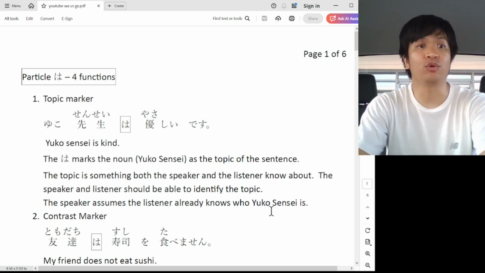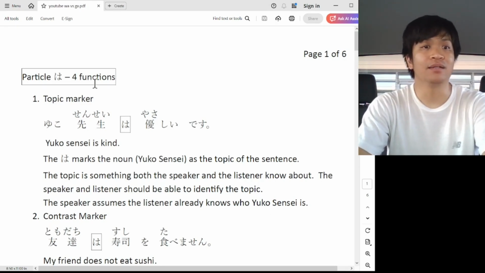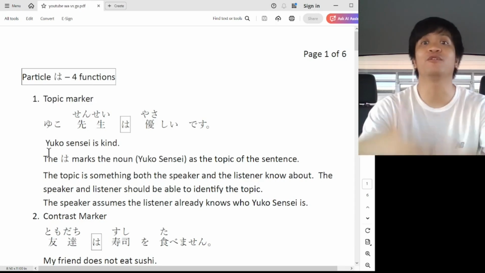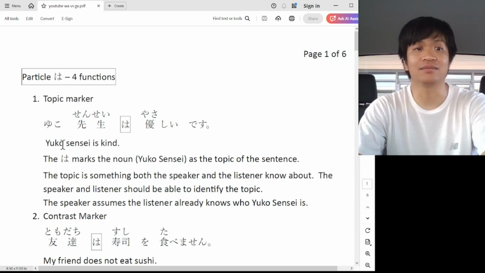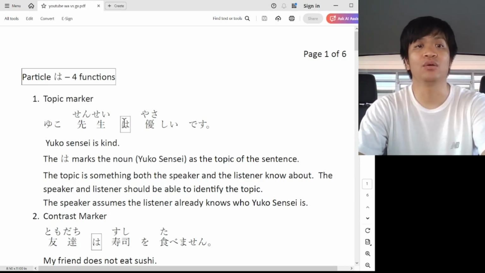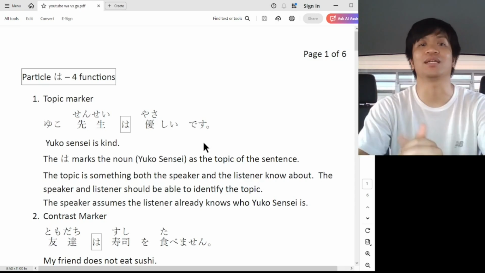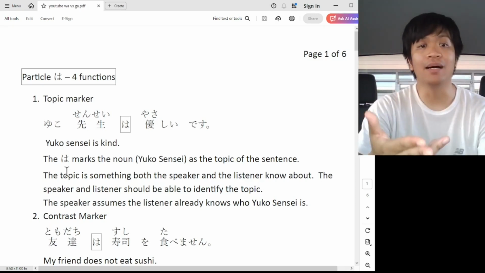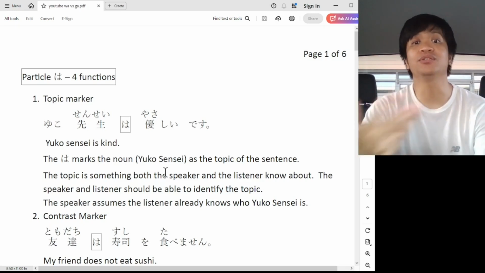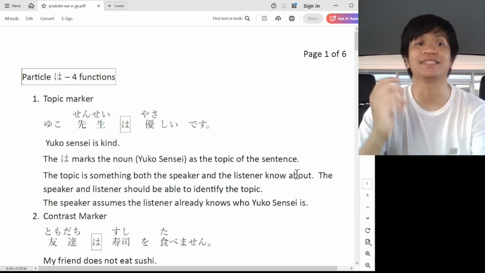First one, for particle wa, the first function of the four is the topic marker. So, for example, Yuko sensei wa yasashii desu. Yuko sensei is kind. So this is Yuko sensei wa. This is the topic marker. Yasashii, kind, and then desu, that's how you end the sentence to make it polite. So here, the wa marks the noun, which is Yuko sensei, as the topic of the sentence.